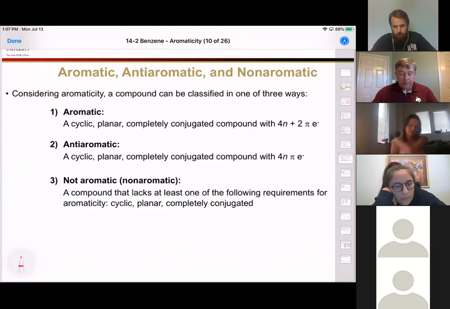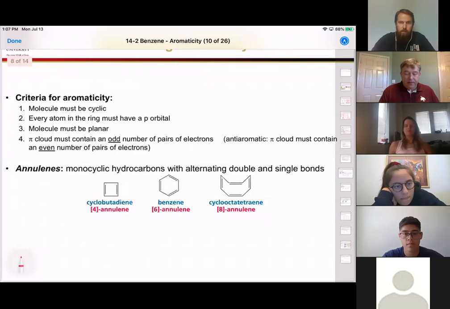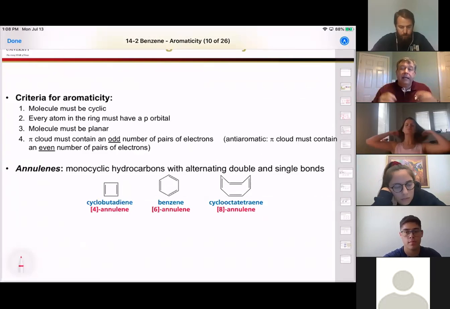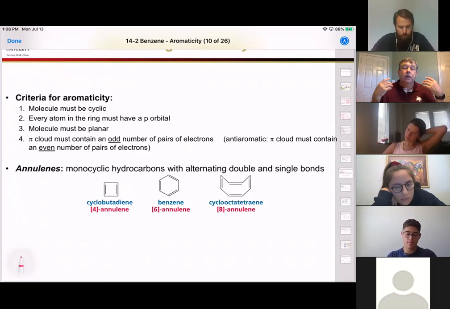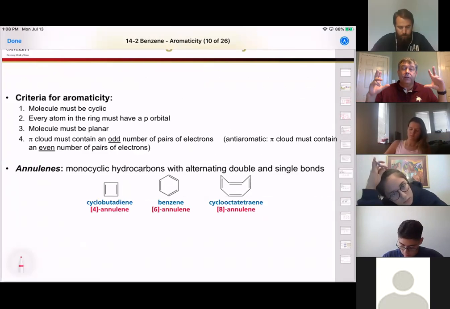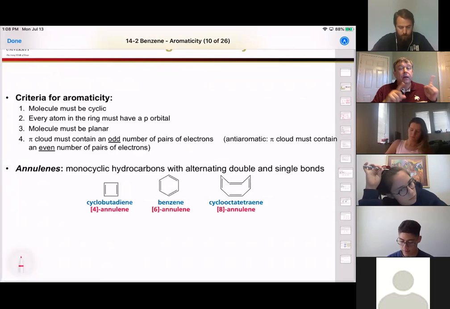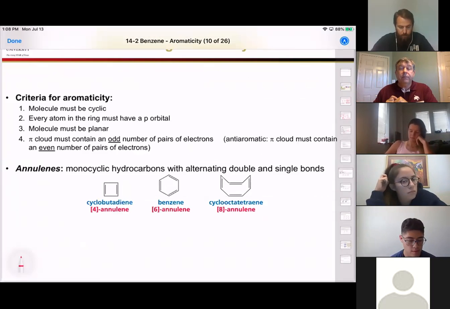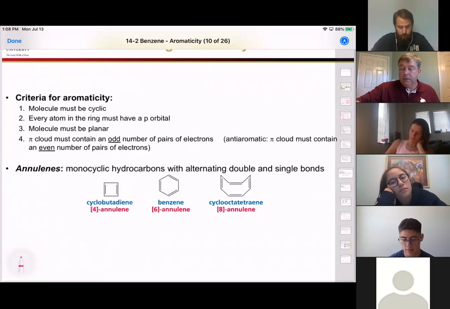So let's look at the first three right here, and we call these any kind of ring with multiple double bonds in it. They're typically called annulenes, because annul means a ring, and then ene is for double bonds, right? So any monocyclic hydrocarbon that has alternating single and double bonds can be called by the general term annulene. However, not all of them are aromatic or anti-aromatic, but some of them are even non-aromatic, okay? So let's move on to that and take a look at which ones we have here.